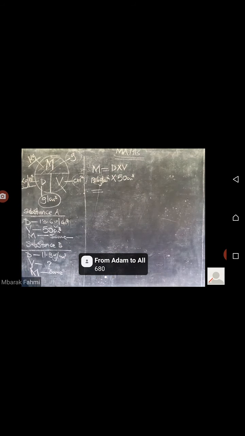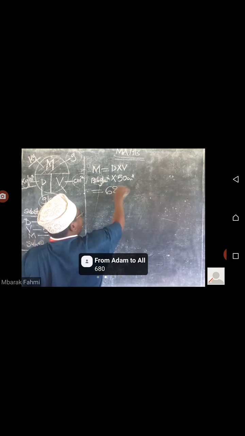Therefore, we have 13.6 times 50. We'll get 680 grams. From there, 680 grams should be the same mass. It has to be the same mass of 680 grams. Then we can get the volume.